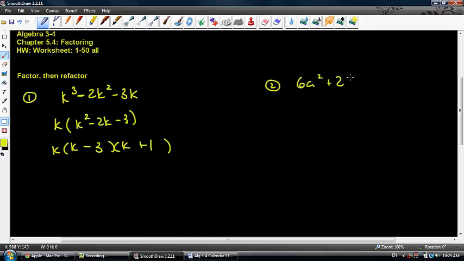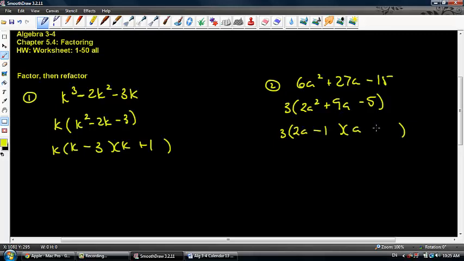6a squared plus 27a minus 15. Here, they each seem to have a 3 in common. So if I factor out a 3, I end up with 2a squared plus 9a minus 5. And that's going to factor into 3 times 2a minus 1 times a plus 5. All right?